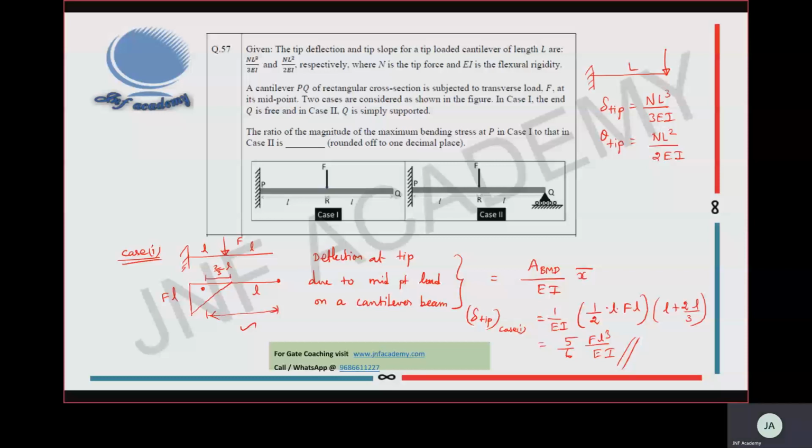In the same way we will do the second case. Here we can idealize this into two individual cases. At this Q end, they gave a simply supported support. So I can idealize this case into two things, one like this, and one like this. This is the reaction at Q, which is equal to N.